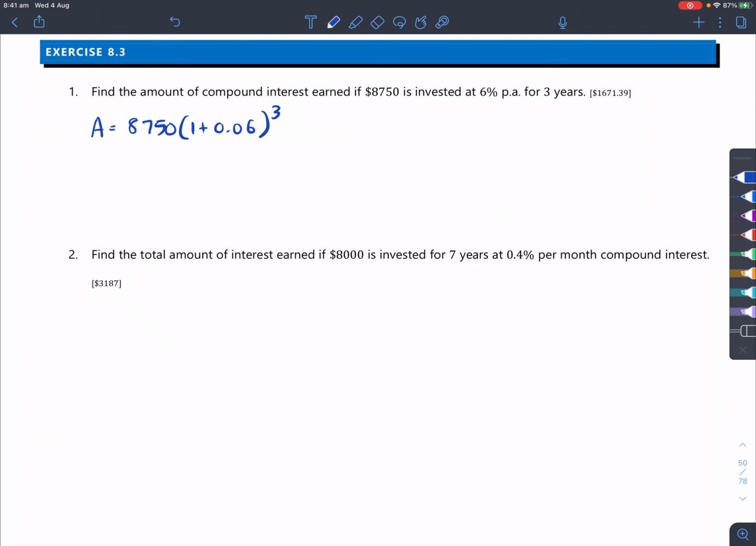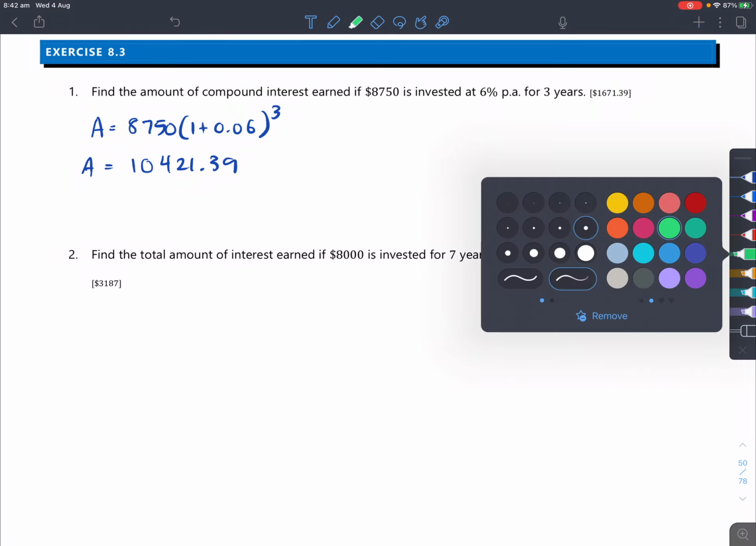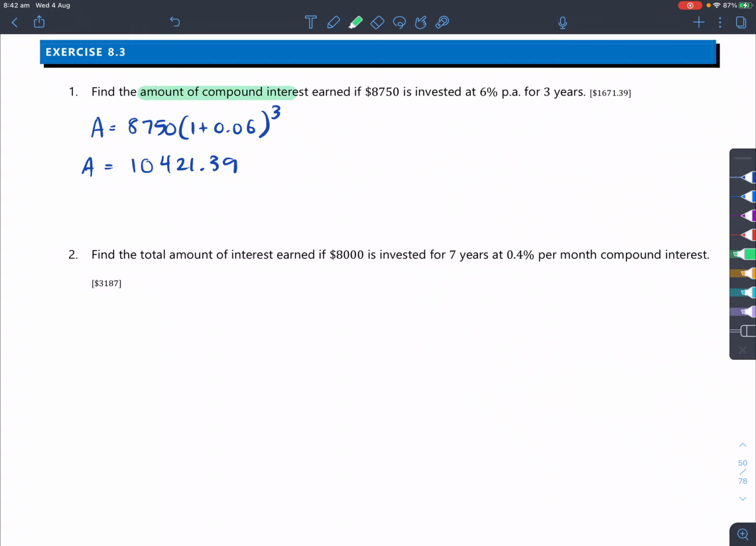Okay, we'll put all those numbers in, and this would approximately be, let me just double check, 8750 times 1.06 to the power 3. Okay, so actually that gives me exactly, not approximately, $10,421.39. Okay, just remember this is our total amount now of our investment, but it's asking us for the amount of compound interest earned.